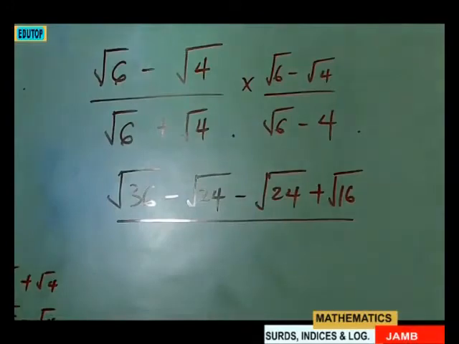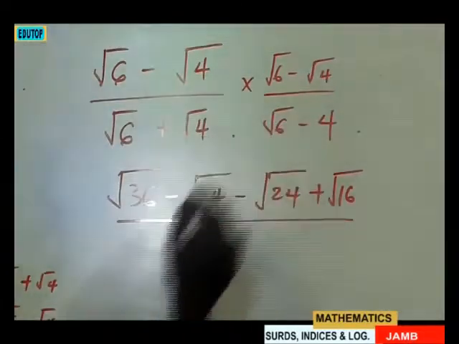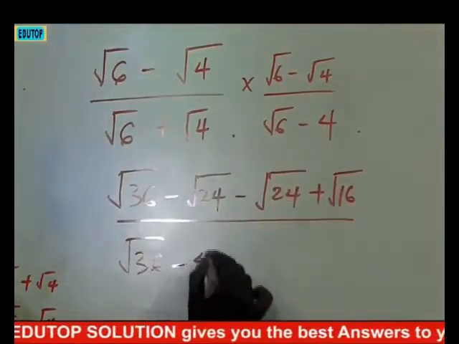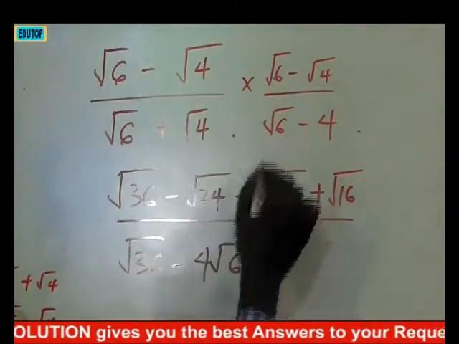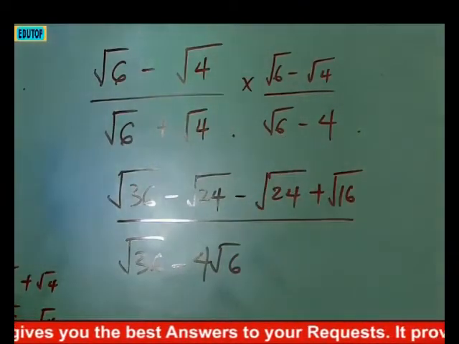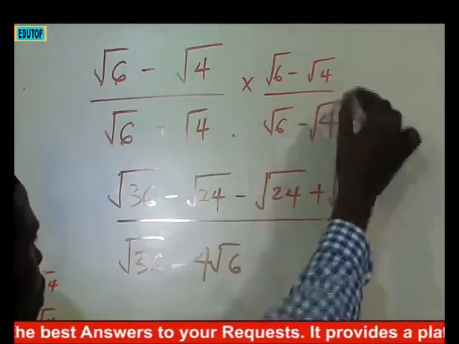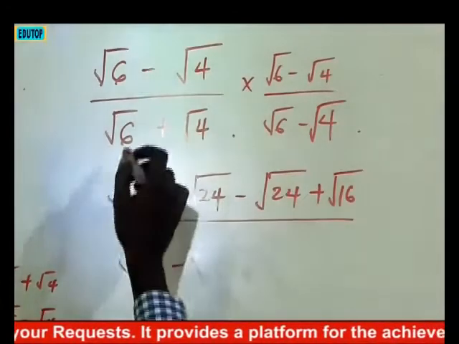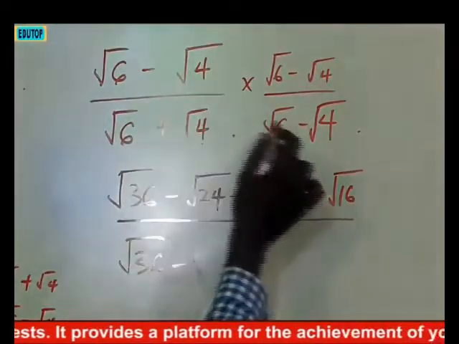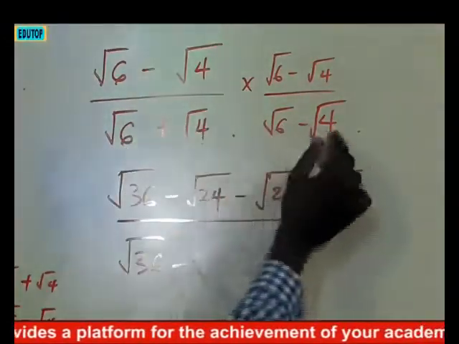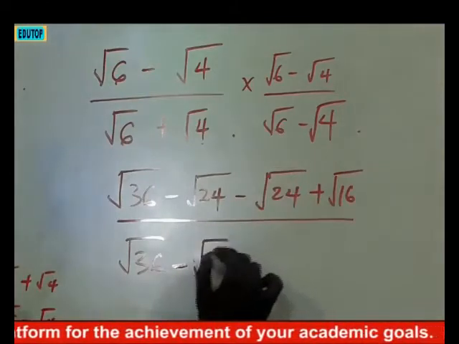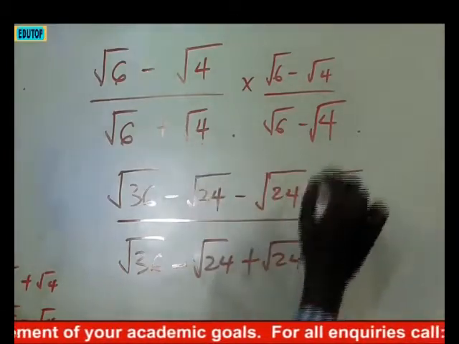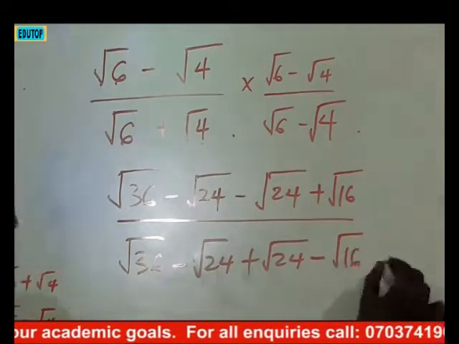So I'm going to have 4 terms in all. This times this, I have root 36. This times this, I have minus root 24. This times this, hey, there's a problem here. This is not 4, this is root 4. So take note of that. So this times this, root 36; this times this, minus root 24; this times this, plus root 24; this times this, minus root 16. That's what I'm going to have.